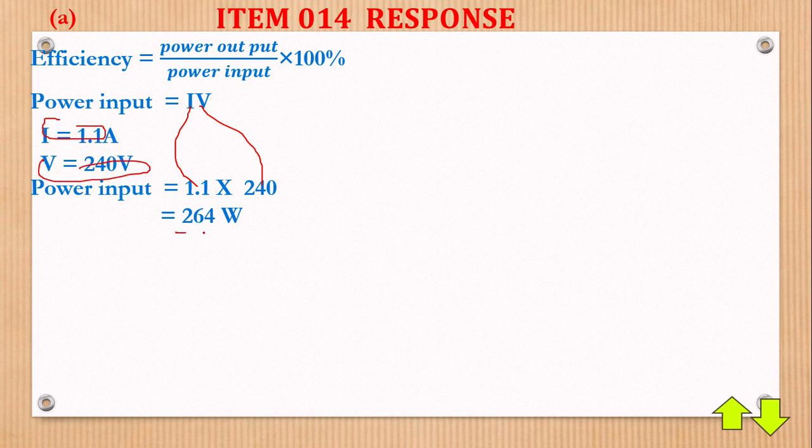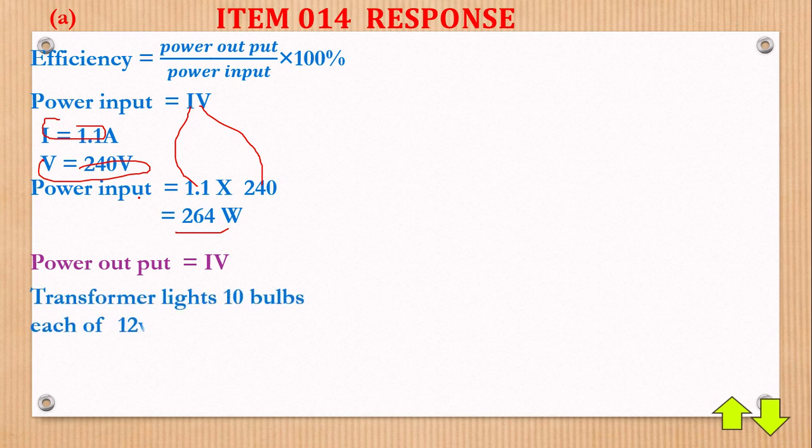So in multiplying, you get 264 volts, and with that we have the power input. Now that we want power output, you shall say that power output would also be IV. But remember, the transformer lights 10 bulbs, each of 12 V and 24 watts. So therefore, we have the power already consumed for one lamp. What about when there are 10 of them?